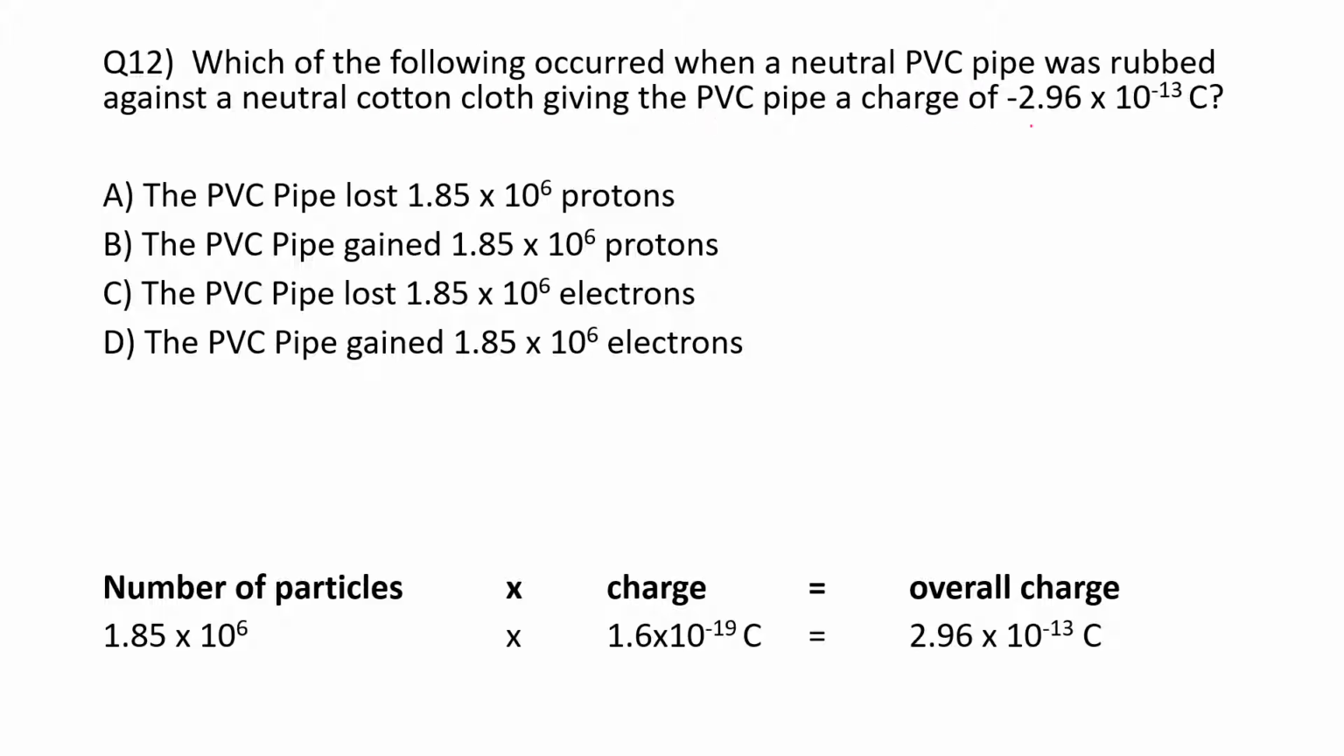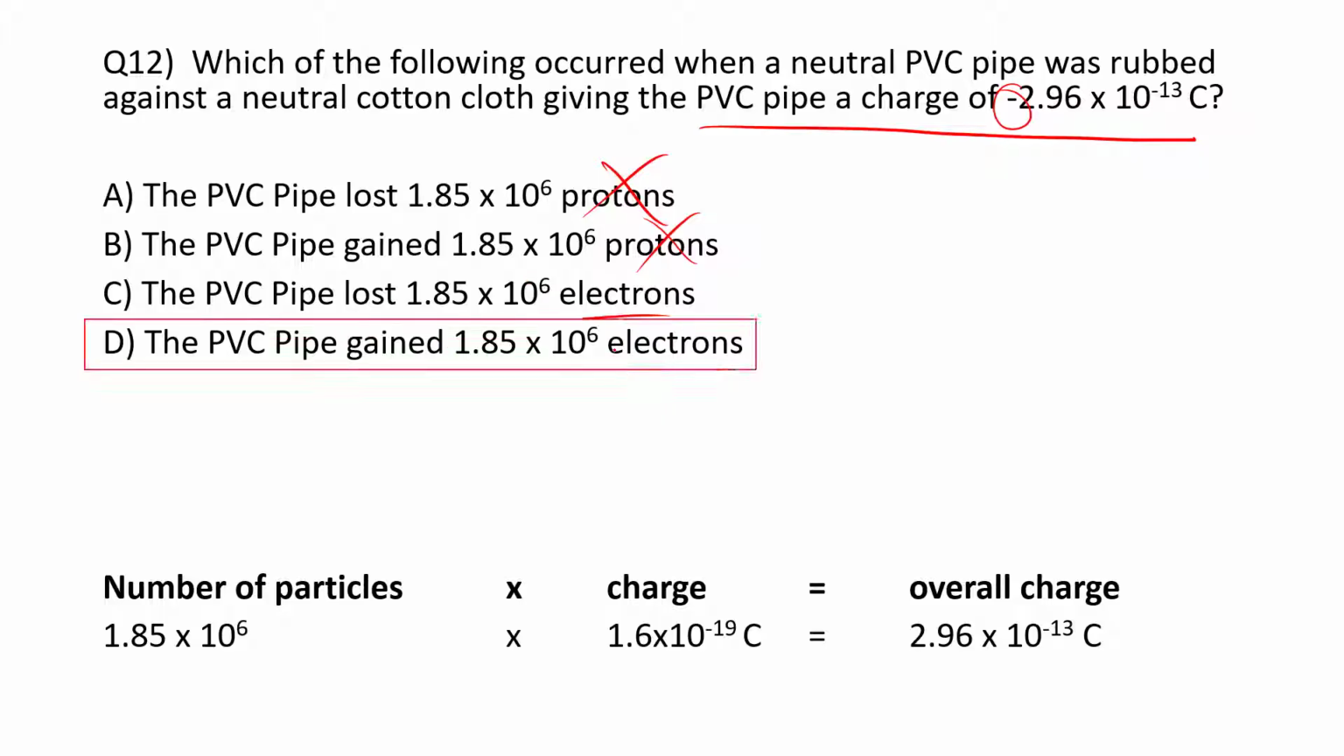Which of the following occurred when a neutral PVC pipe was rubbed up against a neutral cotton cloth, giving the PVC pipe a charge of negative 2.96 times 10 to the negative 13th coulombs? Okay, so the PVC pipe got this charge. So what happened? Did the PVC pipe lose protons? Nope, can't be. Protons aren't going to move. PVC gained protons? Once again, it doesn't matter. Protons aren't moving here. Electrons are moving. So let's find out which one of these is right. Well, if it gained a negative charge, it must have gained electrons, and therefore the answer is going to be this last one.